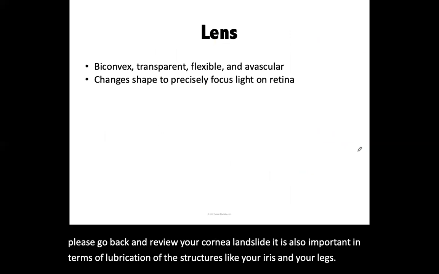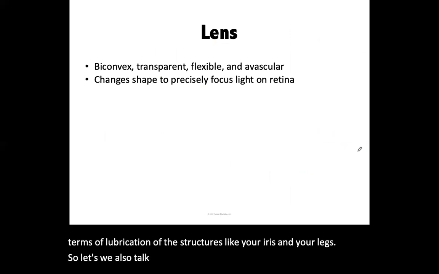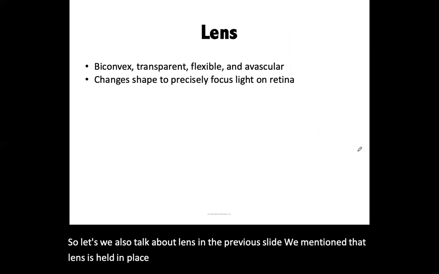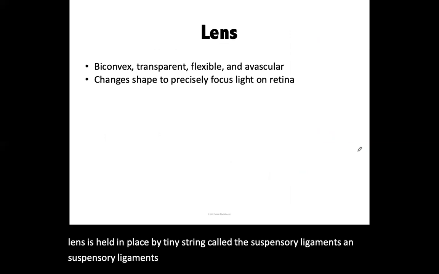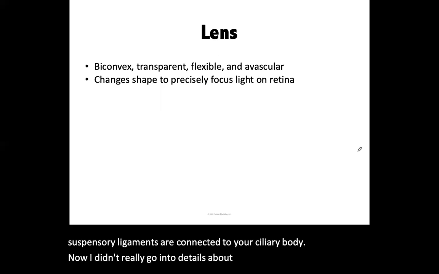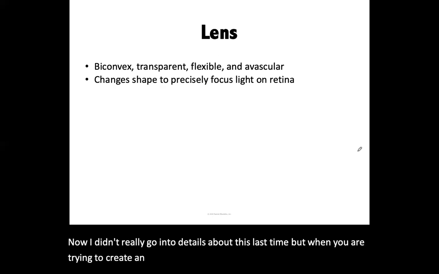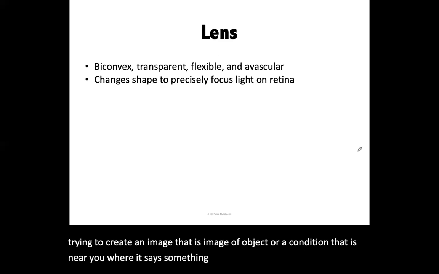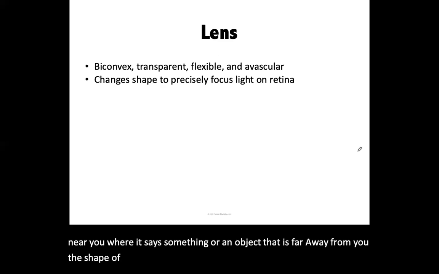So, the lens. We also talked about the lens in a previous slide. We mentioned that the lens is held in place by tiny strings called the suspensory ligaments, and suspensory ligaments are connected to your ciliary body. I didn't really go into details about this last time, but when you are trying to create an image of an object that is near you versus an object that is far away from you, the shape of your lens needs to be adjusted to accomplish that.